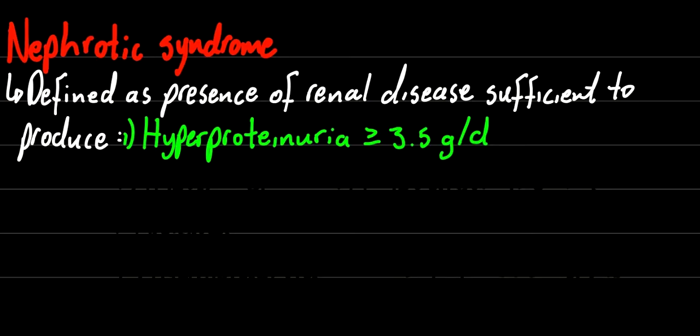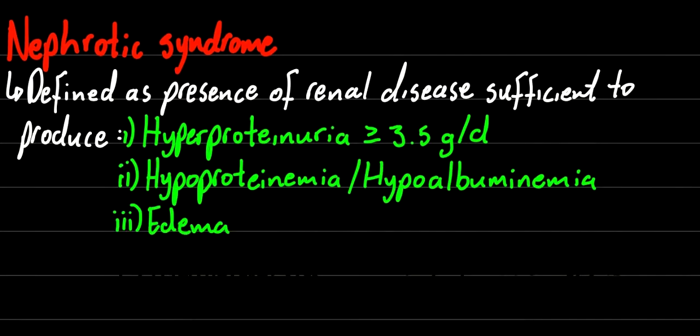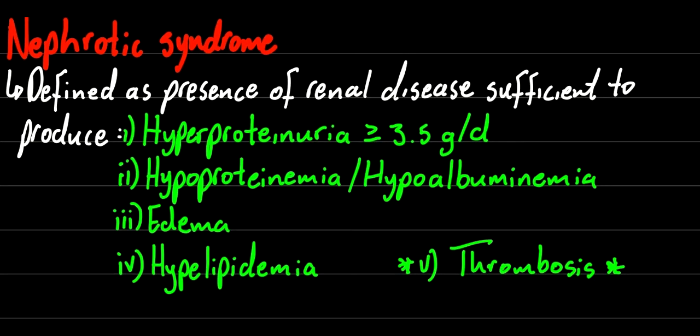Today we'll be discussing nephrotic syndrome. It's defined as presence of renal disease sufficient to produce: 1. Hyperproteinuria greater than or equal to 3.5 grams per day. 2. Hypoproteinemia or hypoalbuminemia. 3. Edema. 4. Hyperlipidemia. And in some classifications they've included thrombosis. So let us discuss the pathophysiology of these features.